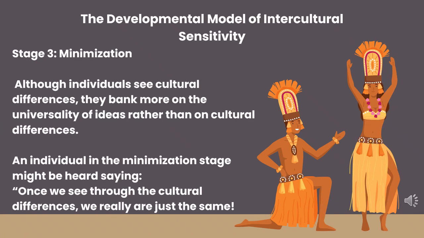The third stage of the developmental model of intercultural sensitivity is minimization. Although individuals may see cultural differences, they bank more on the universality of ideas rather than on cultural differences. An individual in the minimization stage might be heard saying, "Once we see through the cultural differences, we are really just the same." People see some differences but focus on the similarities.